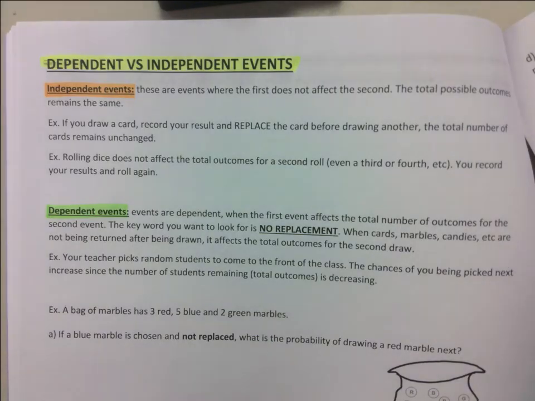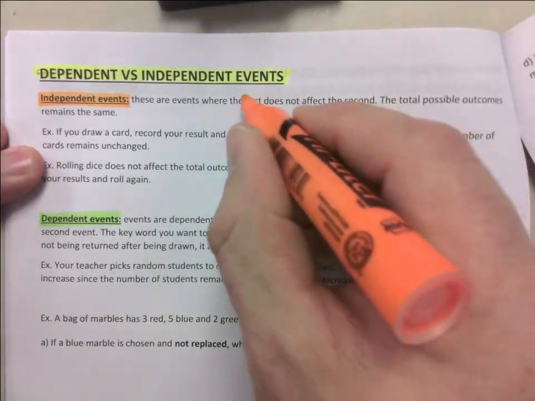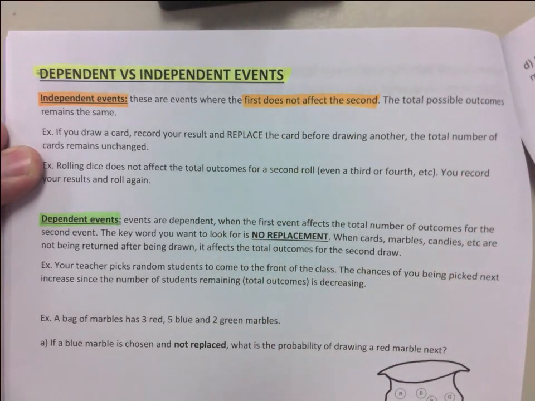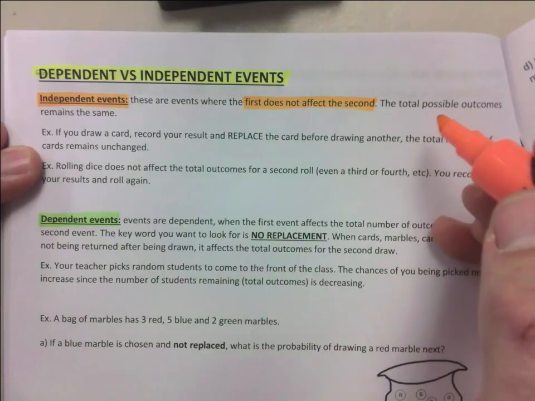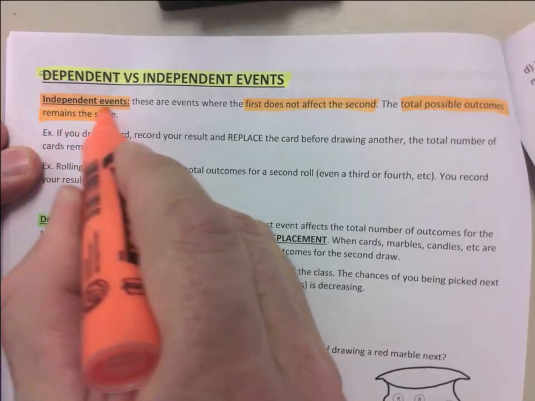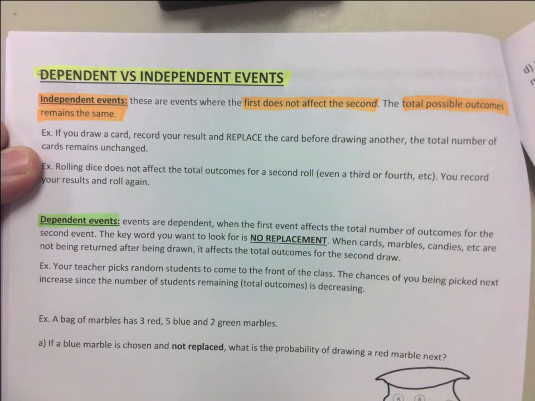How do you know an event is independent, or events are independent? When the first event does not affect the second. How do you know the first one doesn't affect the second? If you notice that the total possible outcomes remain the same. So a die, it's always 1 out of 6, right? For any number, it's always out of 6. You can't change that. No matter how many times you roll, it's always out of 6.